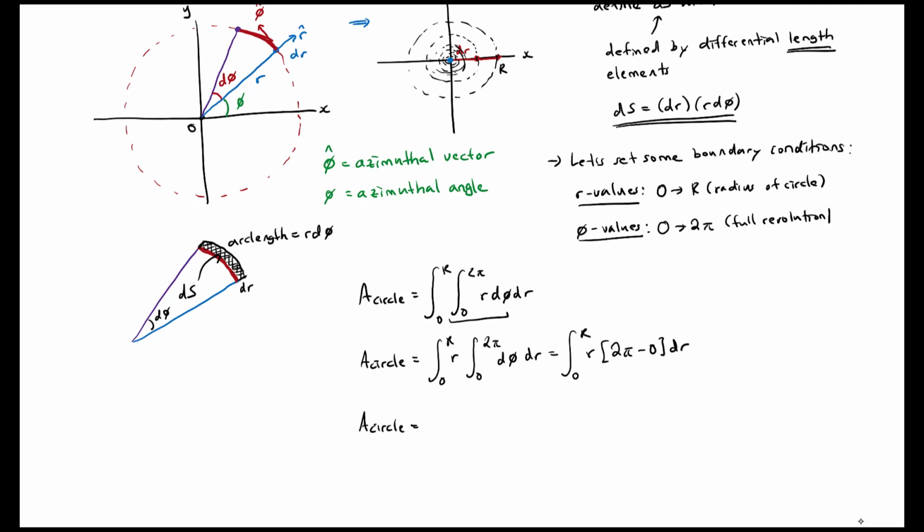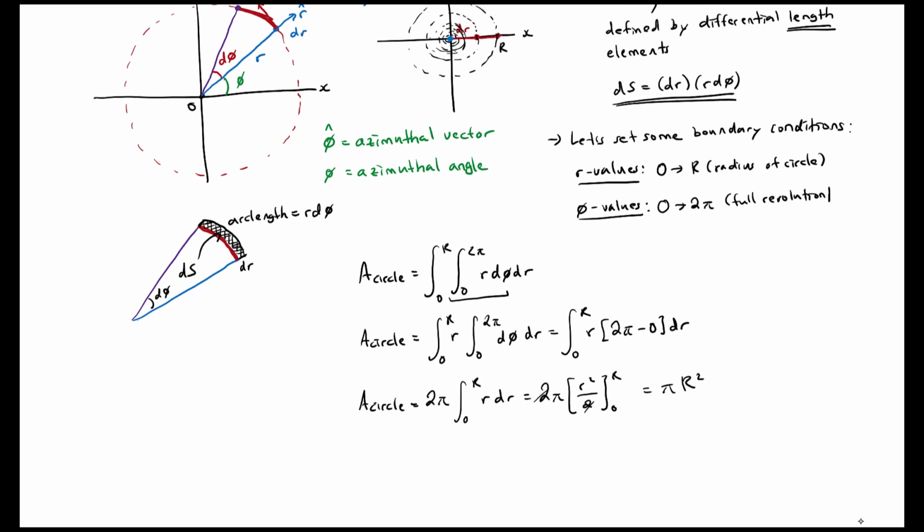The area of a circle is equal to 2 pi, a constant, times the integral from 0 to R of r dr. We have 2 pi R squared over 2 from 0 to R, and the 2's cancel out, which gives us pi R squared. So that gives us the area of a circle, and it's way faster than the Cartesian coordinate method.